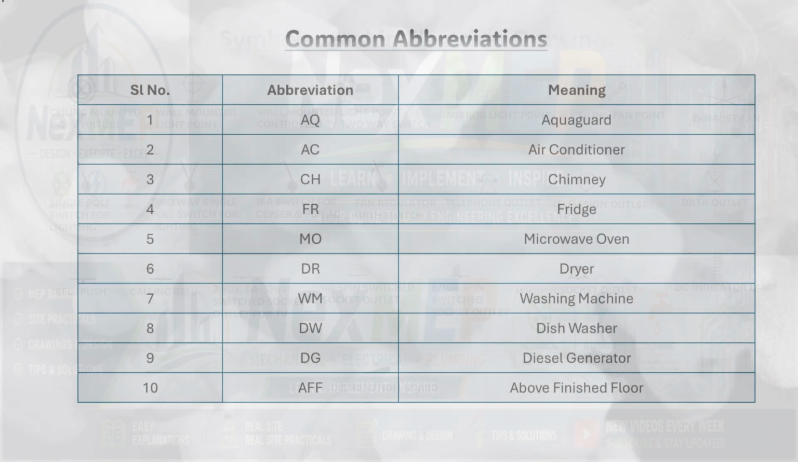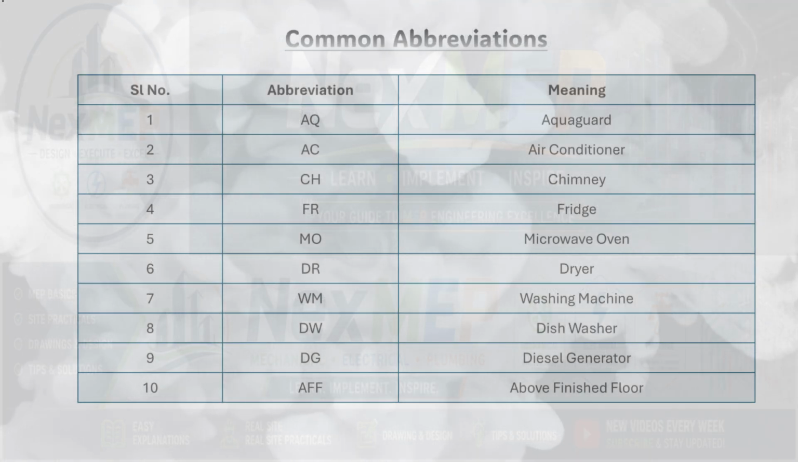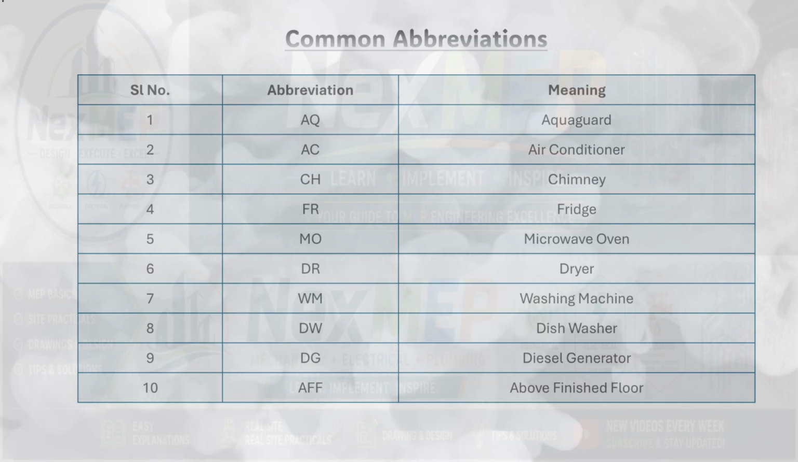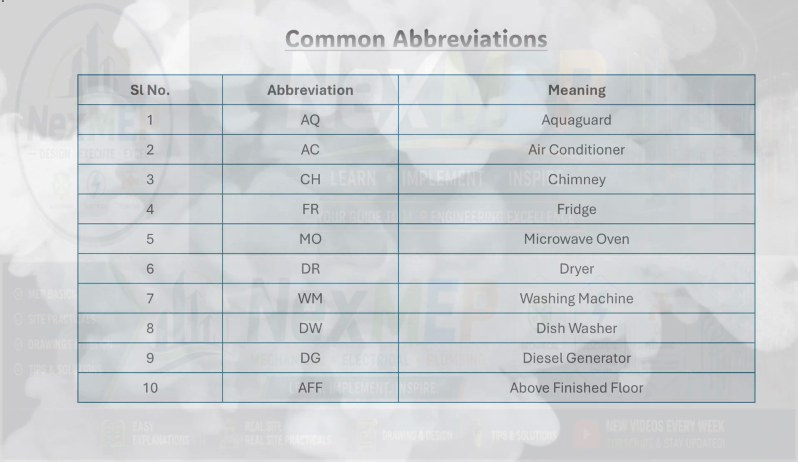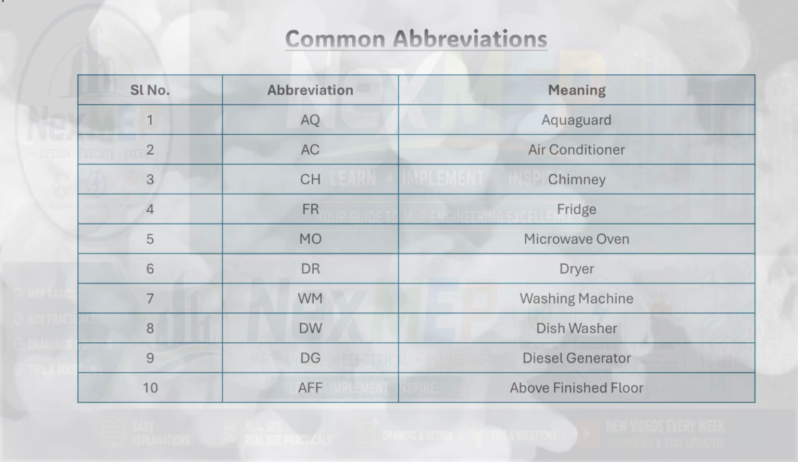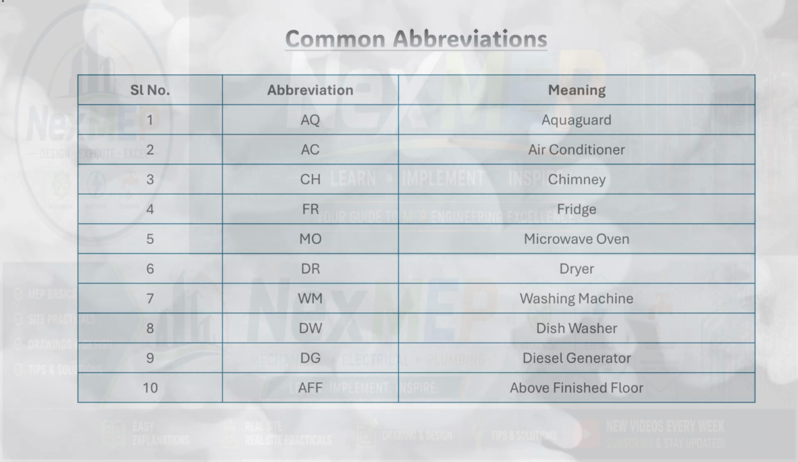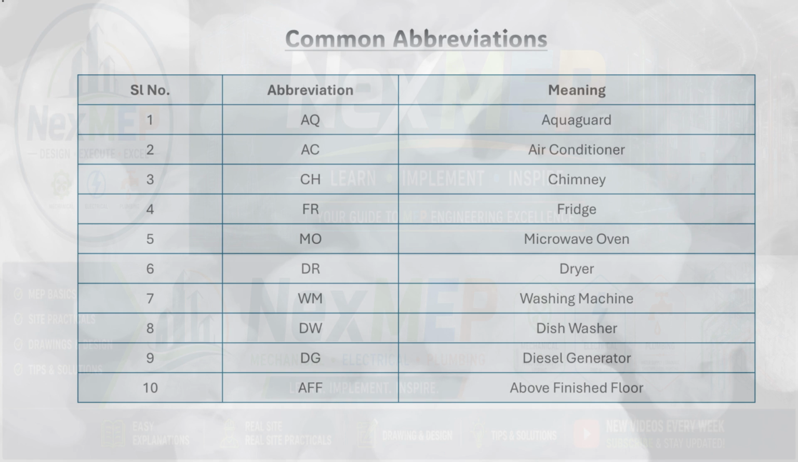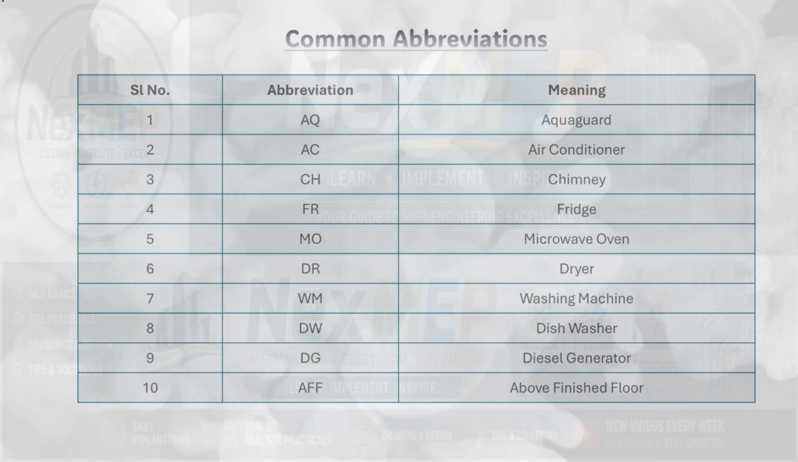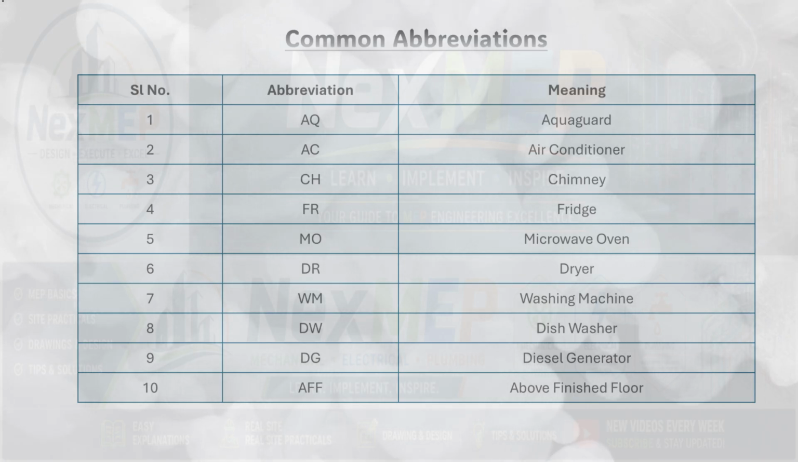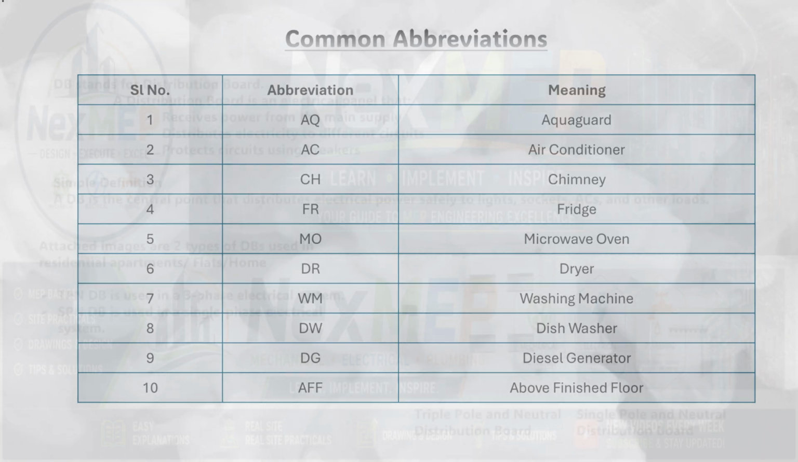In electrical drawings, equipment names are never written in full. Instead, short forms called abbreviations are used to save space and time. Here are the most common ones you'll see on site. Abbreviation, meaning: AQ, AquaGuard; AC, air conditioner; CH, chimney; FR, fridge; MO, microwave oven; DR, dryer; WM, washing machine; DW, dishwasher; DG, diesel generator; AFF, above finished floor. Friends, if you don't know these abbreviations, you will struggle to read drawings on site. Make sure you memorize these.